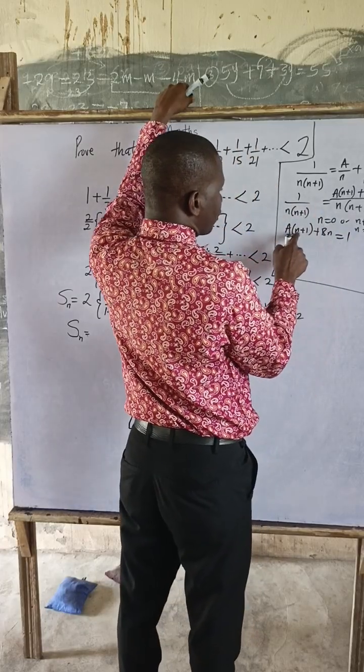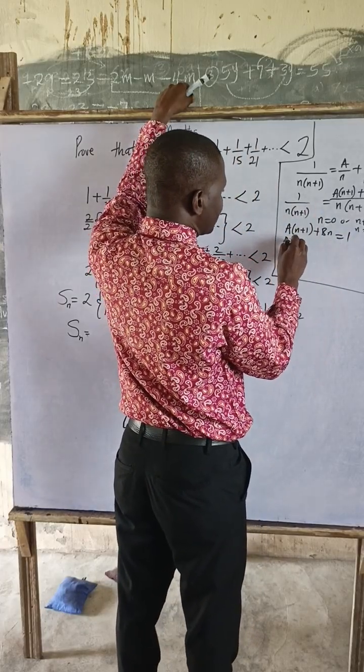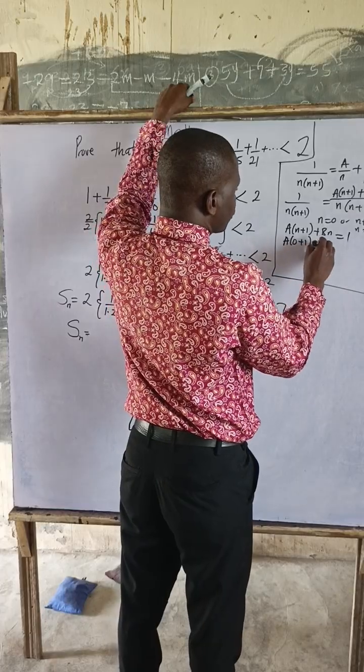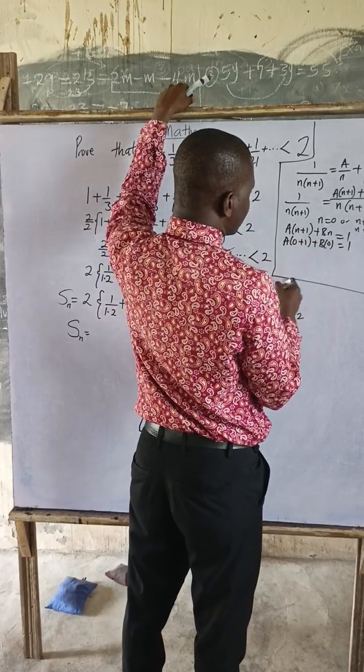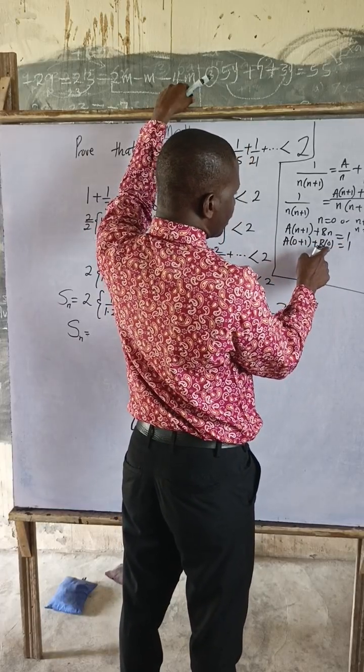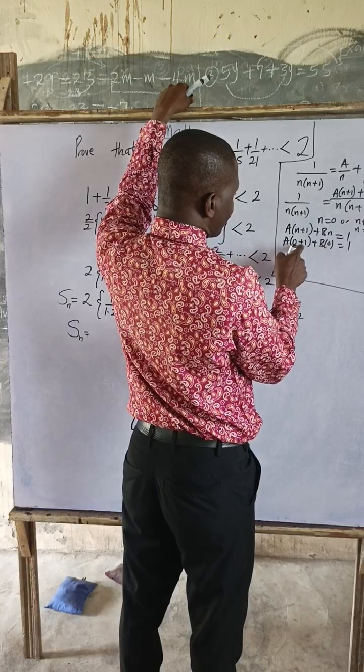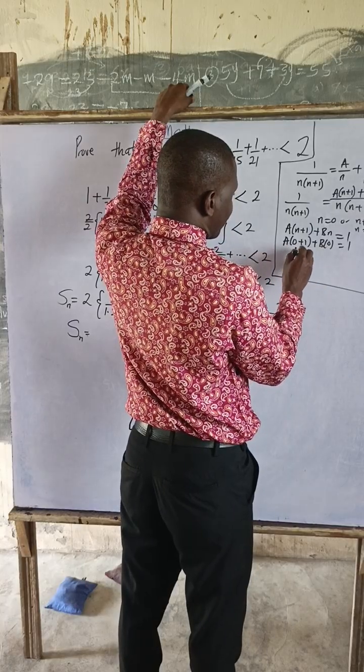Then when n equals to 0, substitute 0 in place of n: A times 0 plus 1, plus B into 0 equals to 1. So here, B by 0 will give us 0. Then 0 plus 1, 1 times A will give us A. Therefore, A equals to 1.